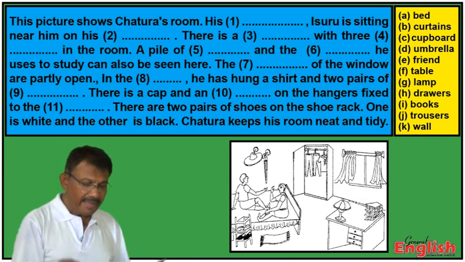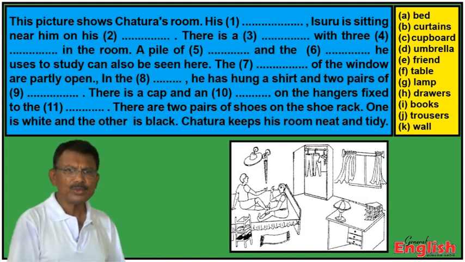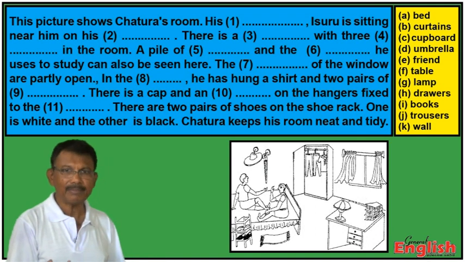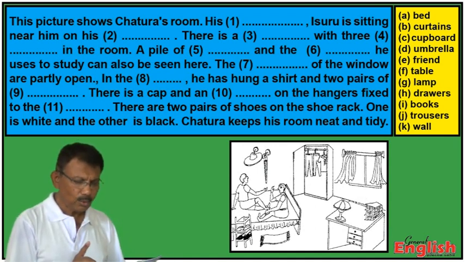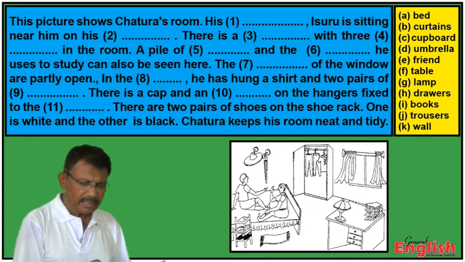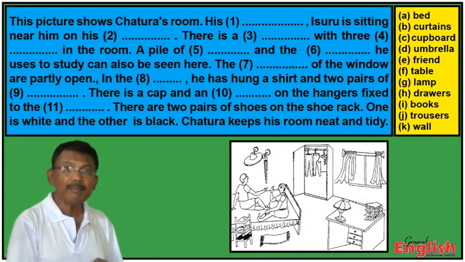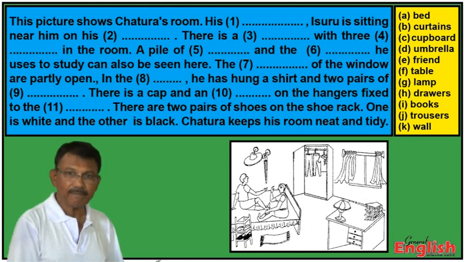His bed. There is a blank with 3 blanks in the room. Now you see, there is something, we don't know what it is. We'll have to look at the picture. In the room, what are the things? There is a cupboard, but we can't say with 3. And there is a bed, but we can't use the word 3. So I think there is a table. There is a table with 3. So the answer to question number 3 is F, table.